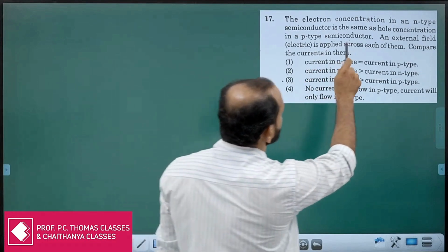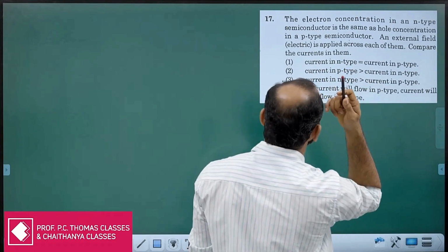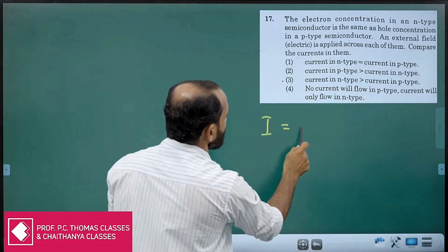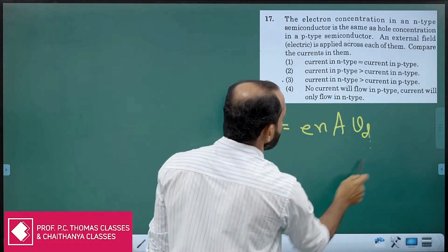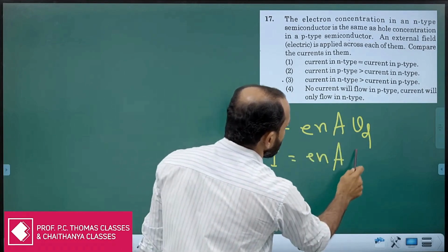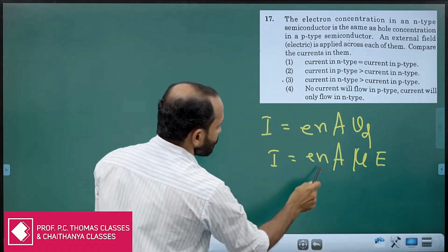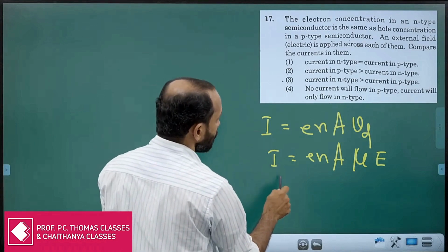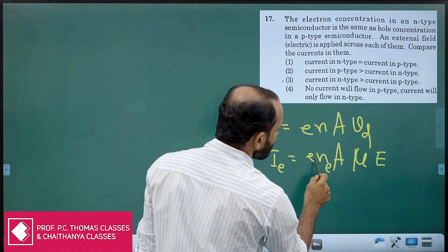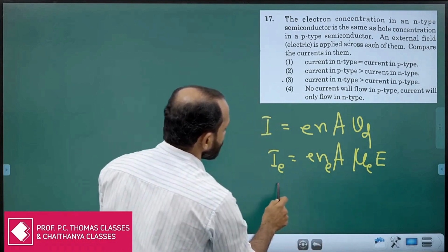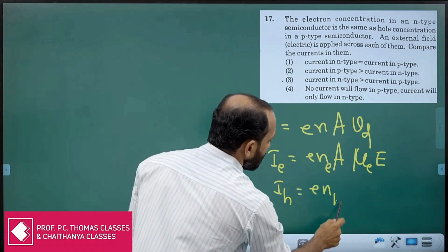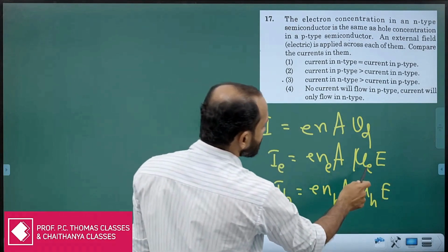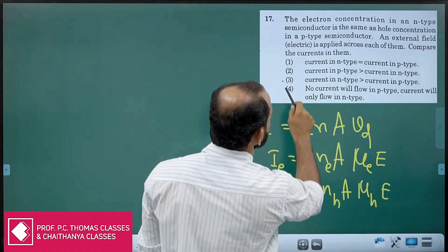17. N-type as well as P-type semiconductor. External field is applied across them. Compare the currents in them. Formula for current: I equals e n A vd, which is equal to mu E, where current is offered by electrons as well as holes. IE is equal to e n_e A mu_e E. IH is equal to e n_h A mu_h E. We know mobility of electrons is greater than that of holes, so IE is greater. So third one.